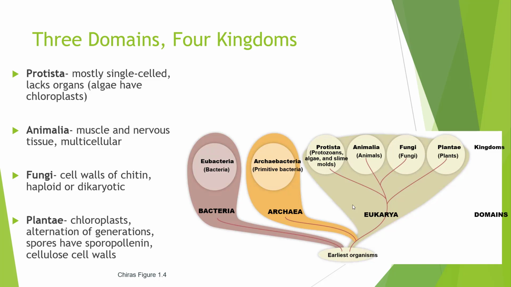And then there are the plants, the plant kingdom. They have chloroplasts. They have something called alternation of generations, which we're going to get into in Unit 2. They have spores that have sporopollenin, which we're not going to cover a lot, but this is why pollen is so hard to break, if you've ever tried to break a pollen grain. And they have cell walls made of cellulose. If you're writing this down on paper, that is cellulose from the cell walls of a plant.